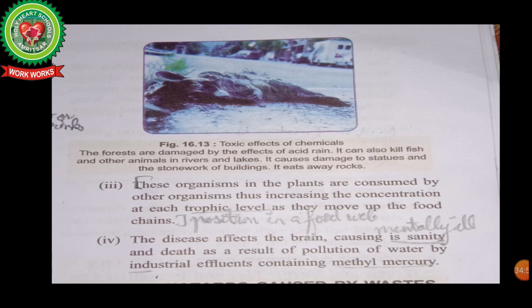It eats away rocks. These organisms in the plants are consumed by the other organisms, as I've already shown you in the food chain, thus increasing the concentration at each trophic level as they move up the food chain. Trophic level here refers to the position in a food web. The disease affects the brain, causing insanity, that is mentally ill, and death as a result of pollution of water by industrial effluents containing methyl mercury.